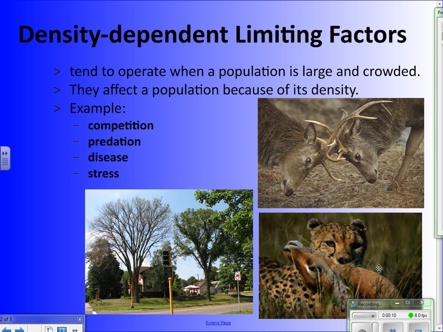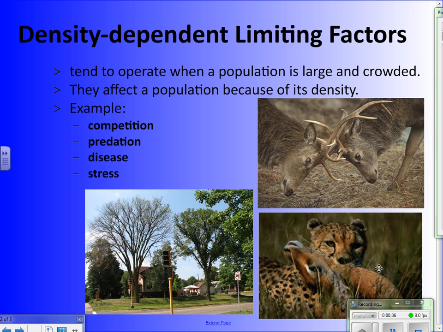This podcast is on factors that limit population growth. So when we look at population growth and limiting factors, we can identify two different types of limiting factors. The first of those types is the density-dependent limiting factors. And they tend to operate when populations are large and crowded. And they affect a population because of its density. So as a population gets bigger, density-dependent limiting factors can limit population growth.